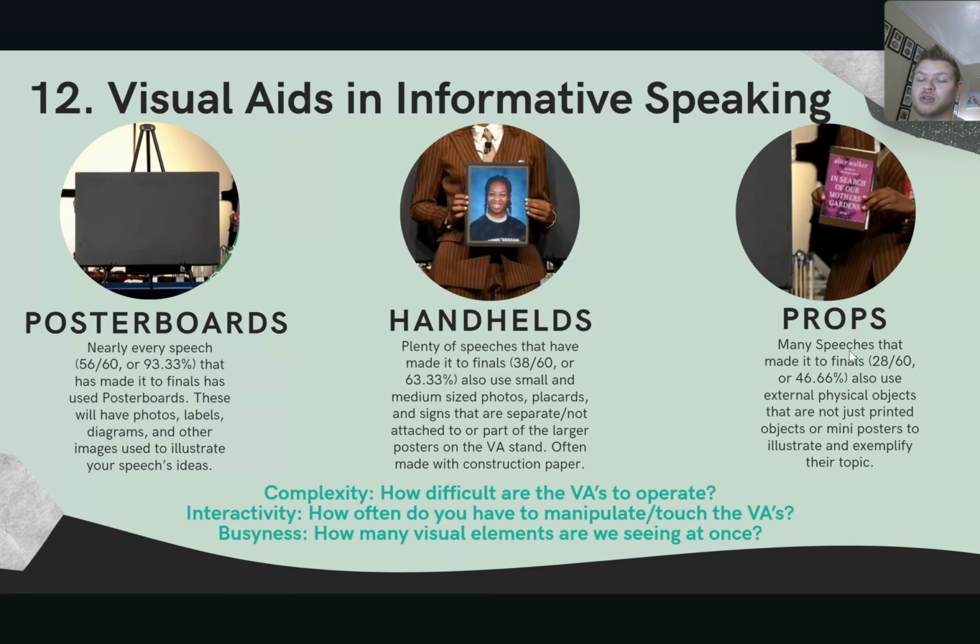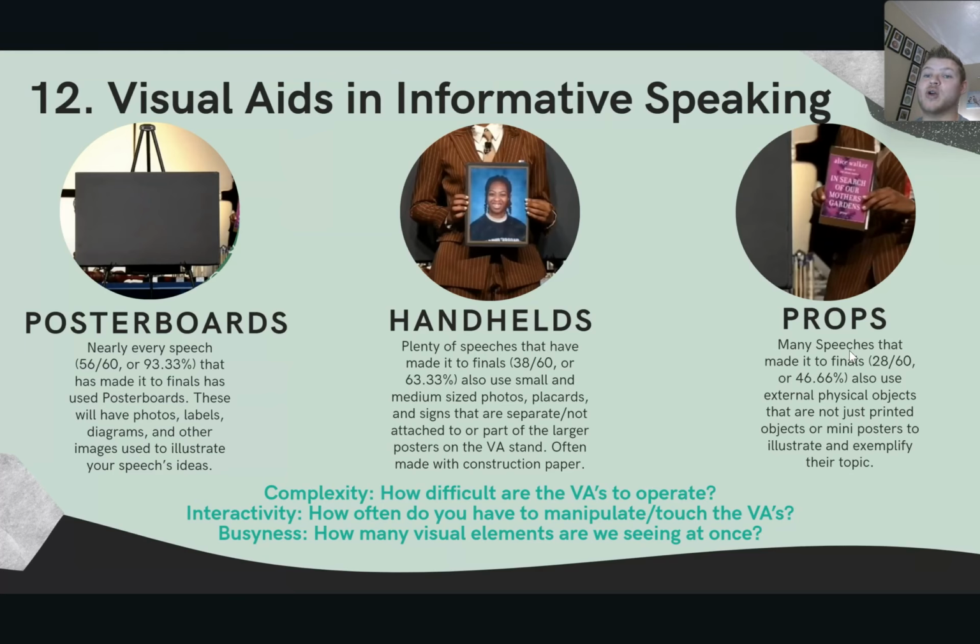Complexity: how difficult are the visual aids to operate? Interactivity: how often do you have to manipulate the visual aids or touch them? And then busyness: how many visual elements are we seeing at once when we look at them? Now, what I observed from the speeches in finals is that visual aids are anywhere from very simple to operate to very complex to operate, but usually it's somewhere in the middle ground. If you have to be touching the speech more than 10 times a minute, it's probably too busy, right?